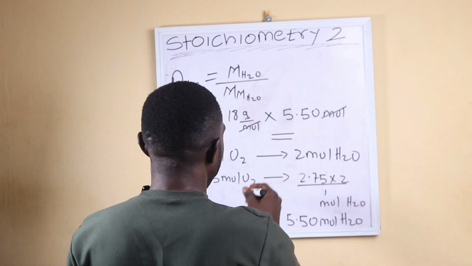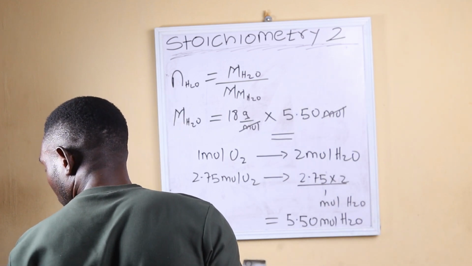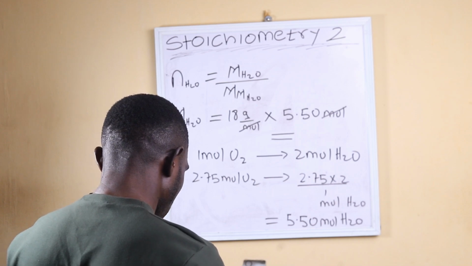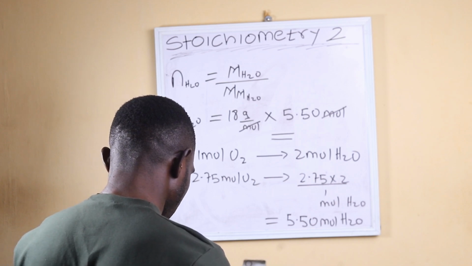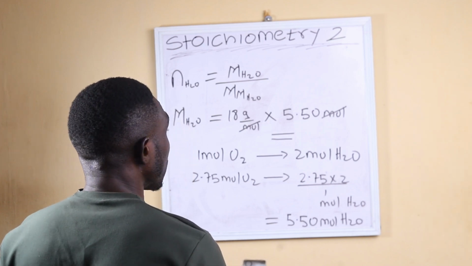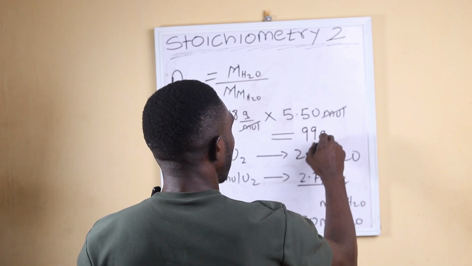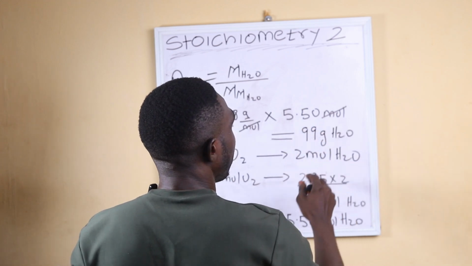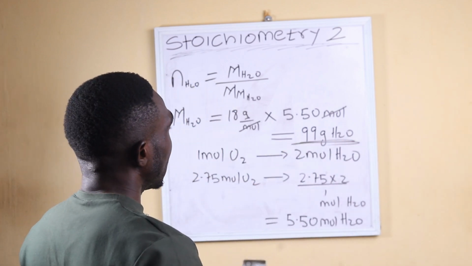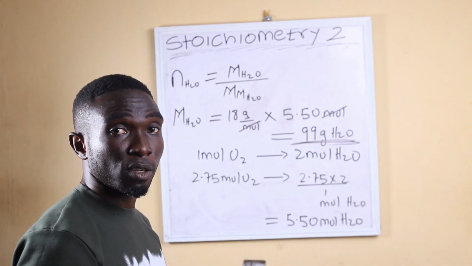And what will this give us? This will give us 18 multiplied by 5.5. So I'm having 99 grams of water. 99 grams of water. Final answer. So this is the mass of water that can be produced from 2.75 moles of oxygen.